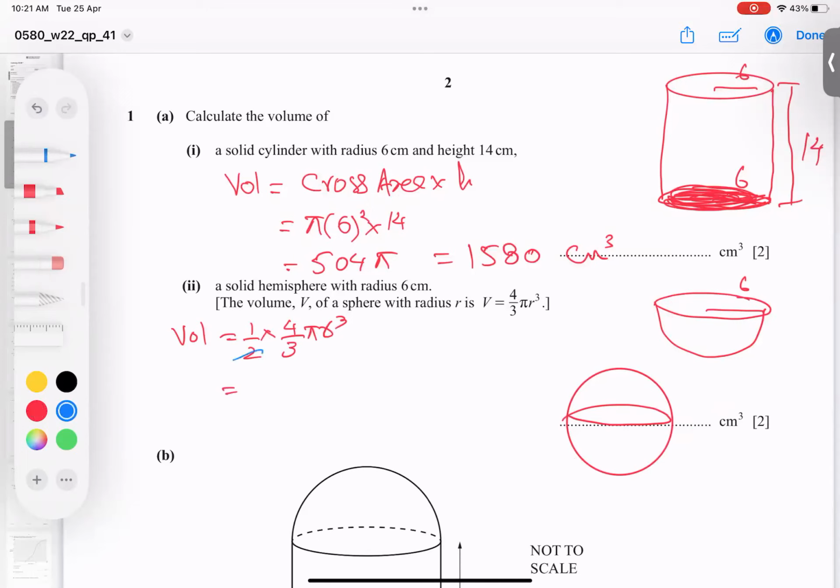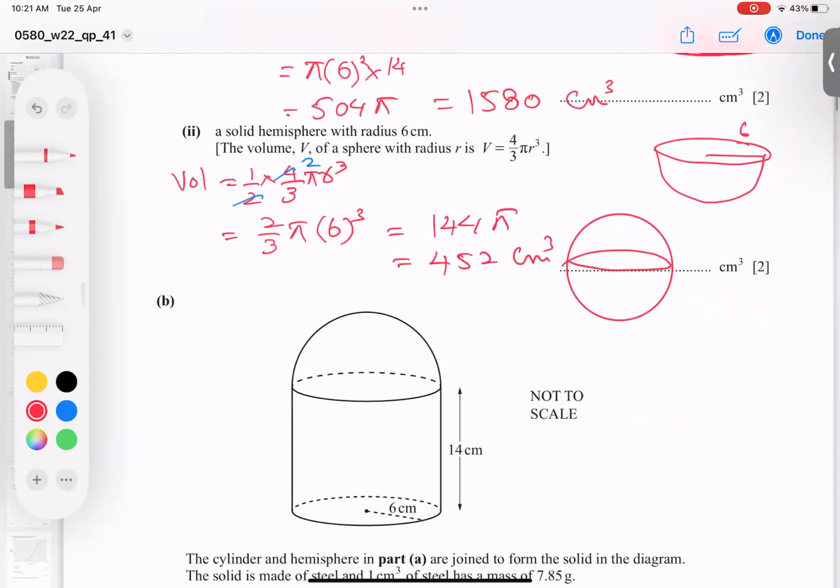These two cancel here. So I got 2 by 3 pi and 6 cube. So 6 to power 3 into 2 over 3 into pi. My answer is coming 144 pi, and the final answer is 452 to 3 significant figures.